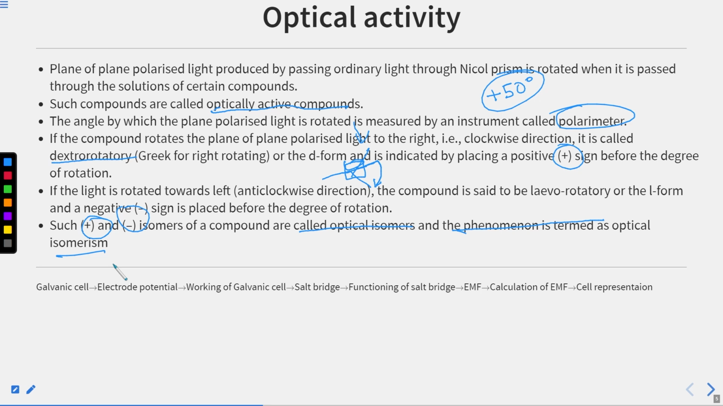If some compound rotates PPL, that is plane polarized light, after it passes through, then the compound is termed optically active. And they produce two kinds of rotation, clockwise and anti-clockwise. Depending upon clockwise or anti-clockwise, it is termed dextro and levo. Such compounds which do that are called optical isomers, and this phenomenon is called optical isomerism. Is this clear?